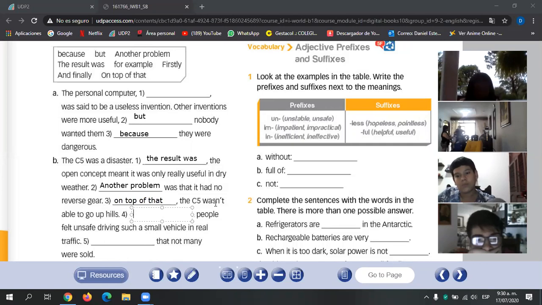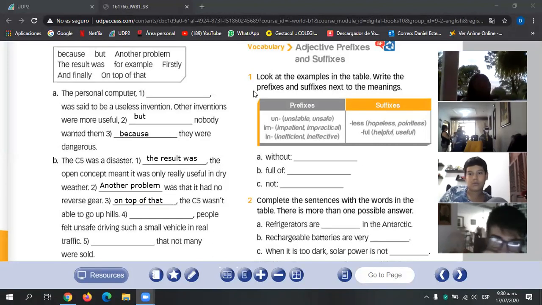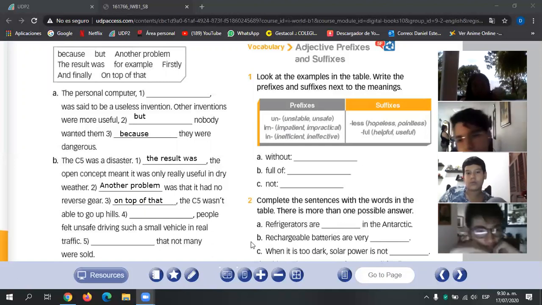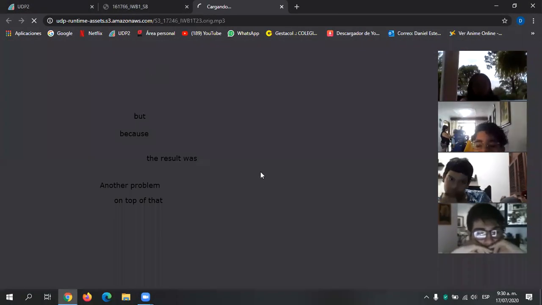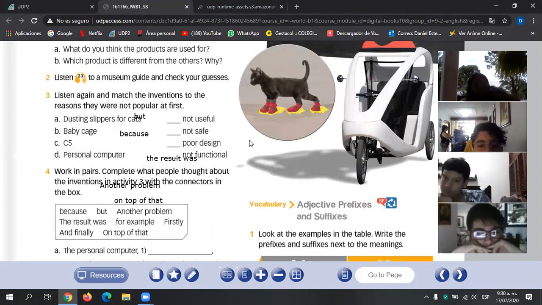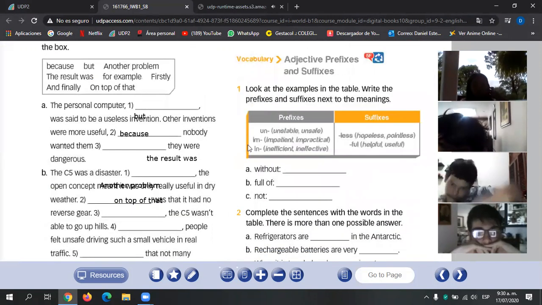The C5, what was the C5? I think it was necessary to listen to the audio, but I thought it was a waste of time. So it's 23.